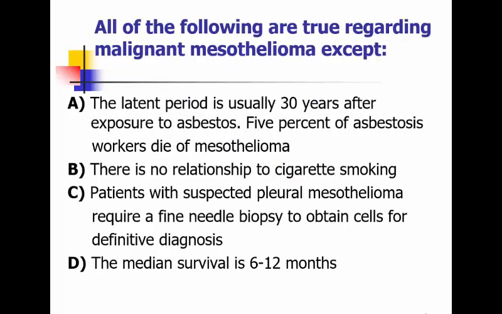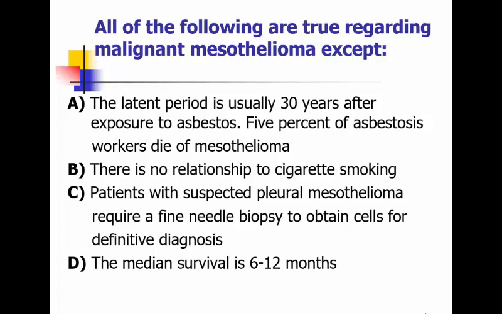All of the following are true regarding malignant mesothelioma except: the latent period is usually 30 years after exposure to asbestos; 5% of asbestosis workers will die from mesothelioma; there is no relationship to cigarette smoking; a patient with suspected pleural mesothelioma requires fine needle biopsy to obtain cells for definitive diagnosis; the median survival is 6 to 12 months. Which one is wrong?